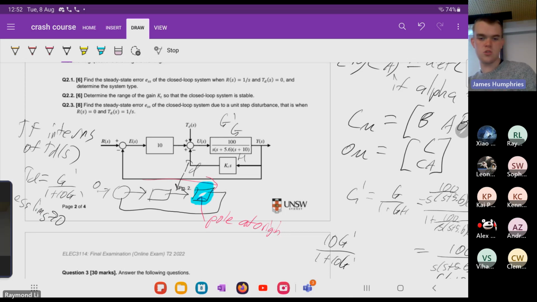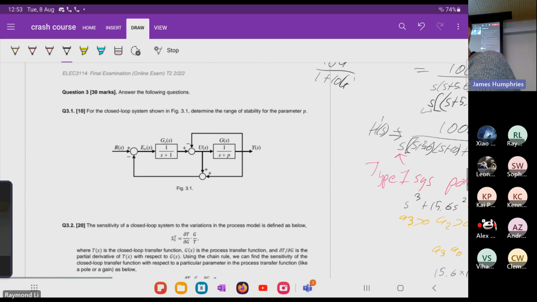And yeah, that should be the limit as S goes to 0 of S times 1 on S, which is where the S's cancel out. Makes sense? Okay, question 3.